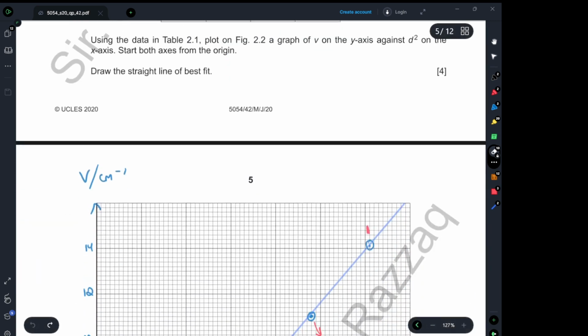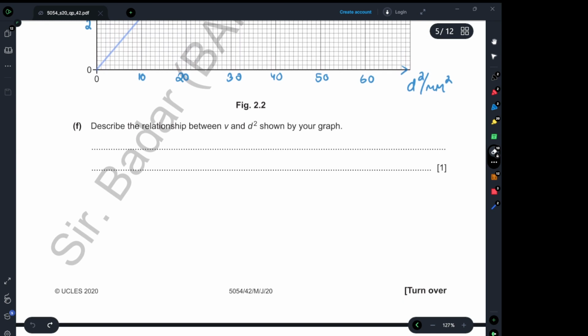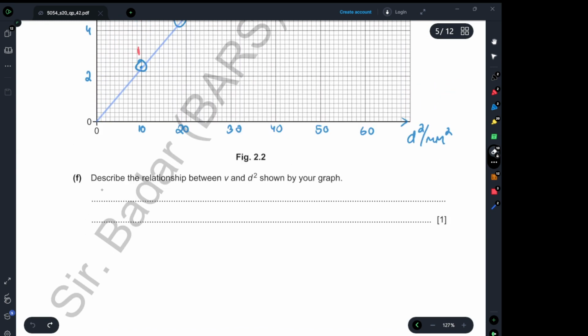सही है. So essentially what we can say over here is describe the relation. So यहाँ पे मैं लिखना भूल गया हूँ, the relation because it's passing through the origin. It's a straight line passing through the origin, so directly proportional.